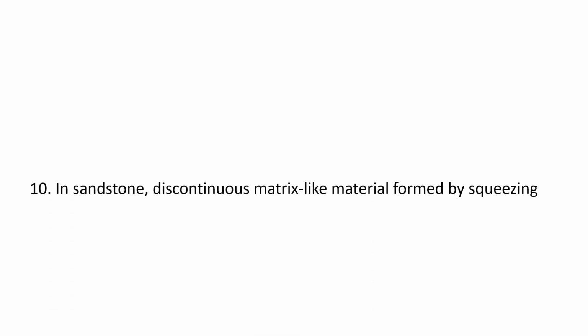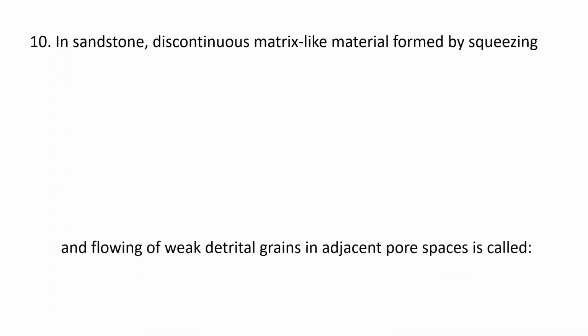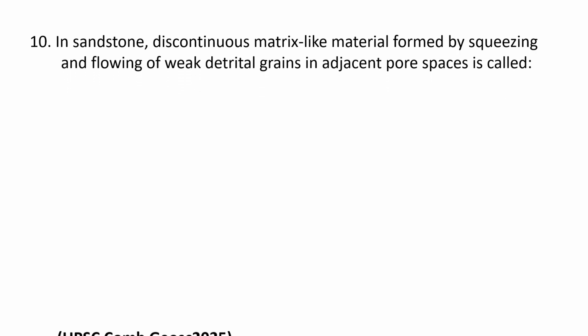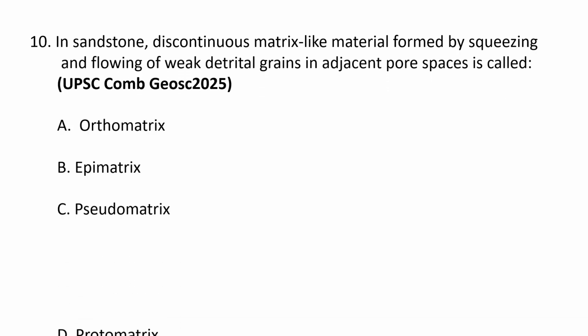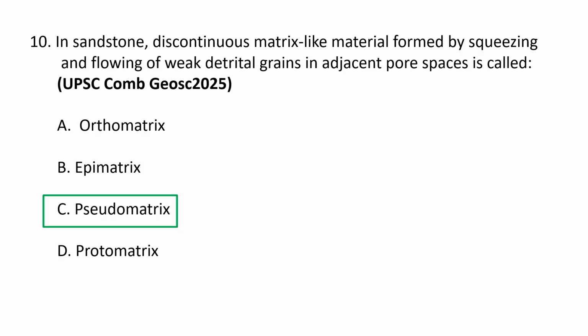Next question. In sandstone, discontinuous matrix-like material formed by squeezing and flowing of weak ductile grains in adjacent pore spaces is called A. Orthomatrix, B. Epimatrix, C. Pseudomatrix, D. Protomatrix. This material is called pseudomatrix. This refers to a finely crystalline phyllosilicate-rich ductile mass that forms between framework grains through the deformation and alteration of labile rock fragments during compaction and diagenesis. So the correct option is C, pseudomatrix.